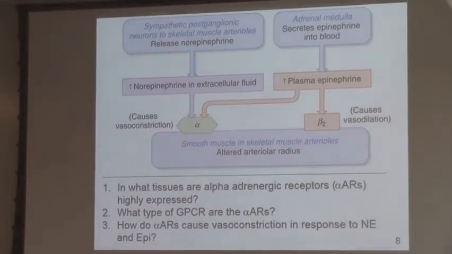Would anyone like to tell me in what tissues the smooth muscle of the arterioles express a large number of alpha adrenergic receptors? Digestive system. The digestive system. What's your thinking? Tell the rest of us.